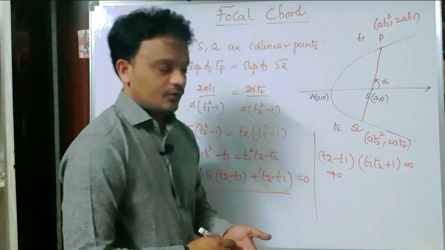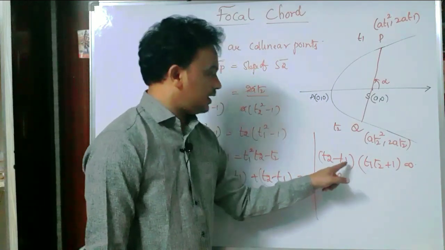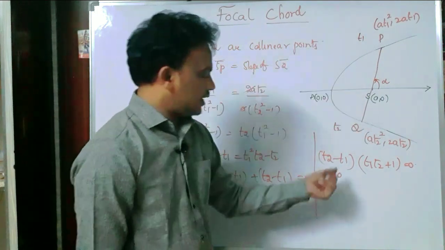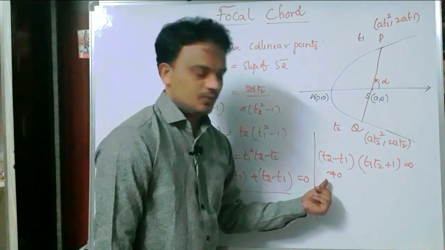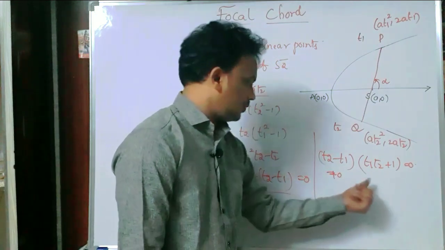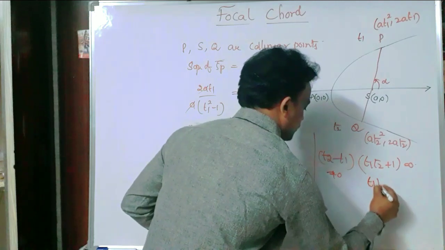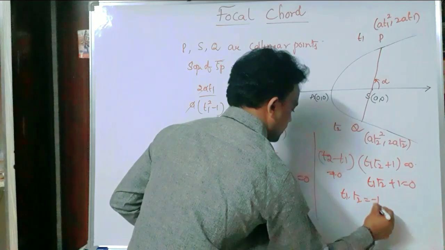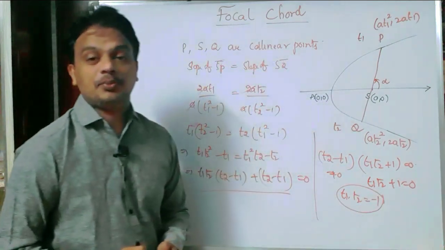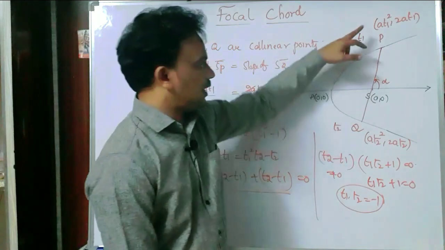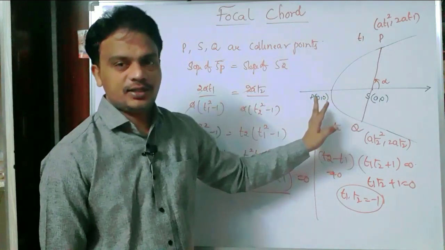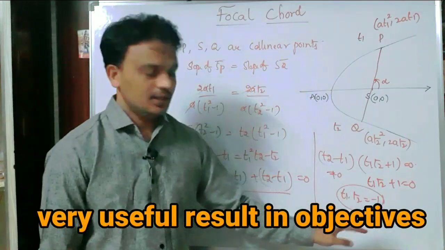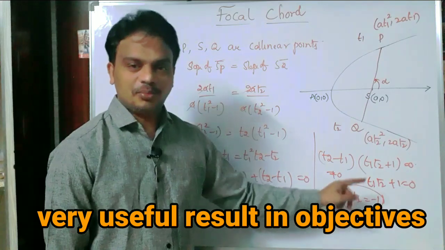Why? Because if the first factor is equal to 0, then we get t1 equals t2. But t1 and t2 are two different points, so that is wrong. We cannot equate this to 0. So t1 t2 plus 1 is equal to 0. That means t1 t2 is equal to minus 1. Very important relation: if t1 and t2 are the ends of the focal chord, then the relation between t1 and t2 is t1 t2 equals minus 1.